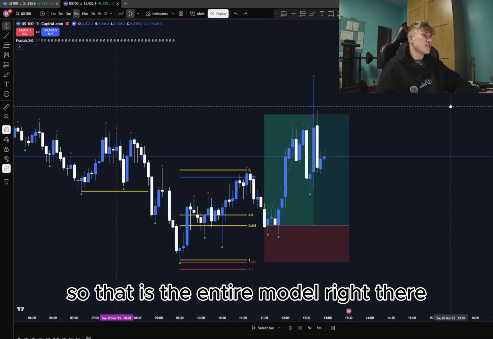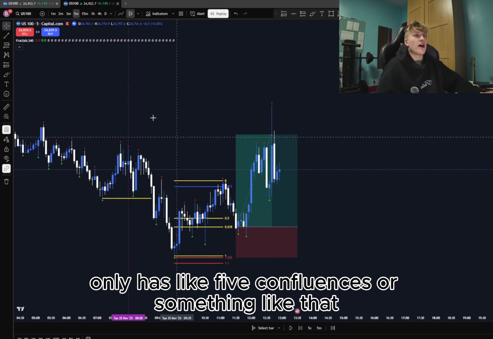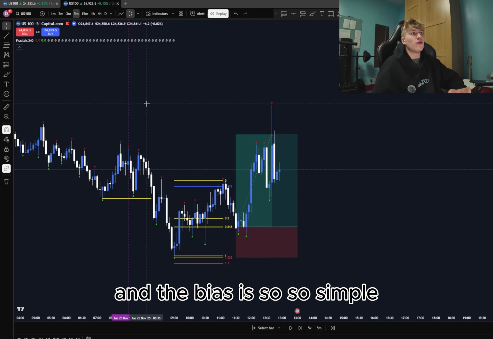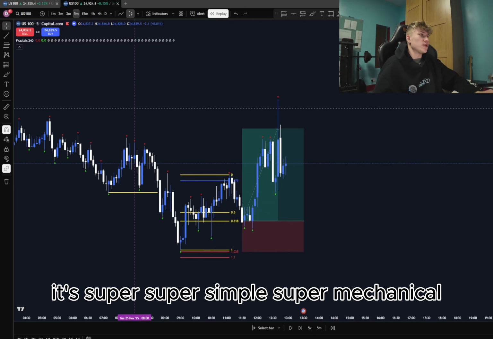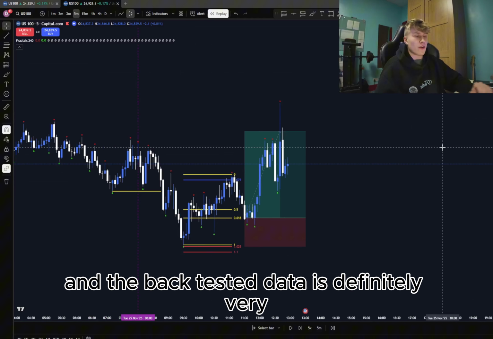So that is the entire model right there. Super, super mechanical. Only has like 5 confluences or something like that. And the bias is so, so simple. So definitely get on this model. It's super, super simple, super mechanical, super repeatable as well. And the backtested data is definitely very, very strong on it.